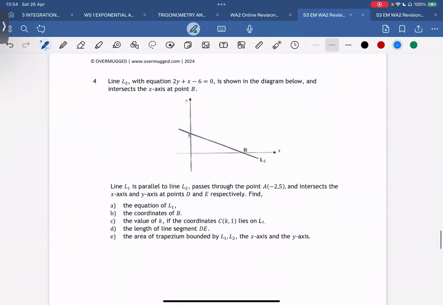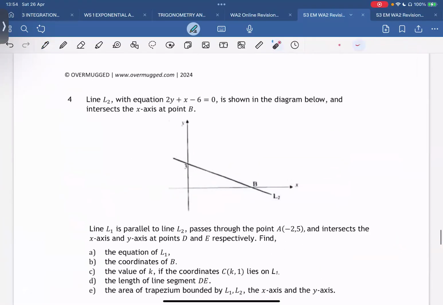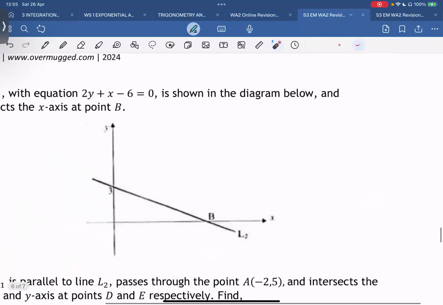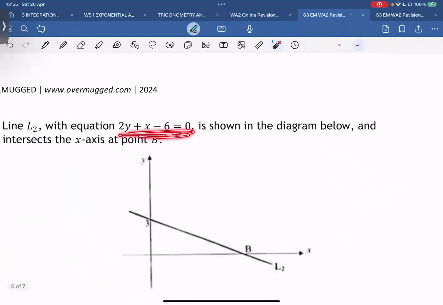Okay, question 4. Line L2 with this equation shown in the diagram intersects the x-axis at point B. Okay, so now you know the drill already. If we have an equation not in the form of y equals to mx plus c, we just have to convert it. So converting this, you have y equals to negative half x plus 3.